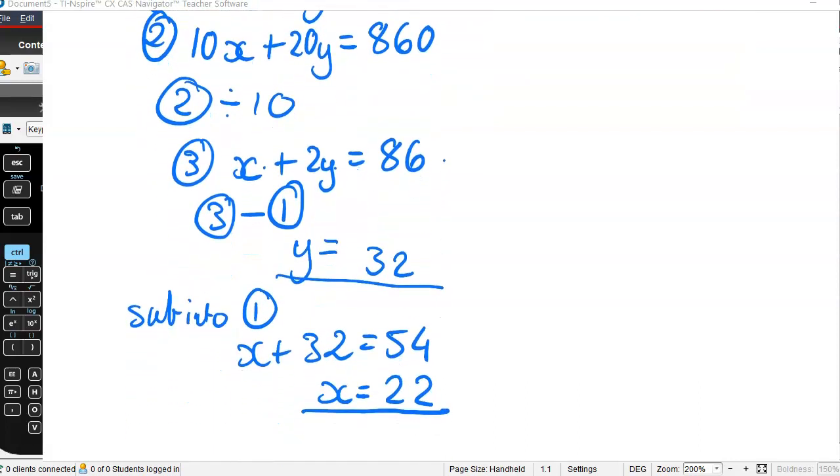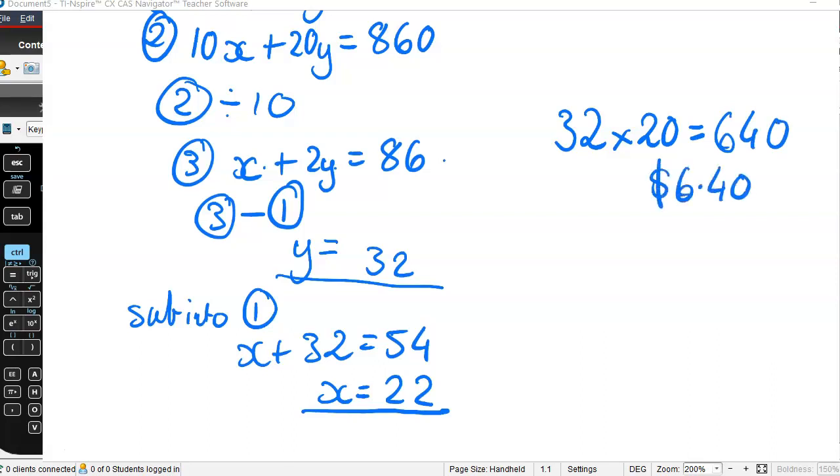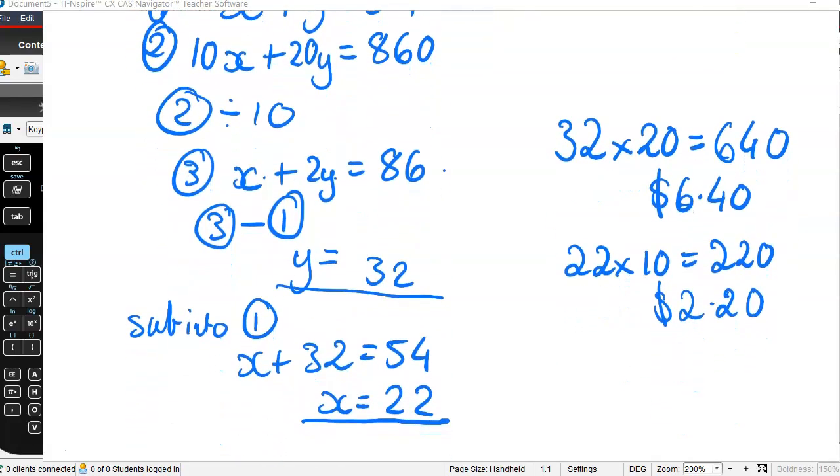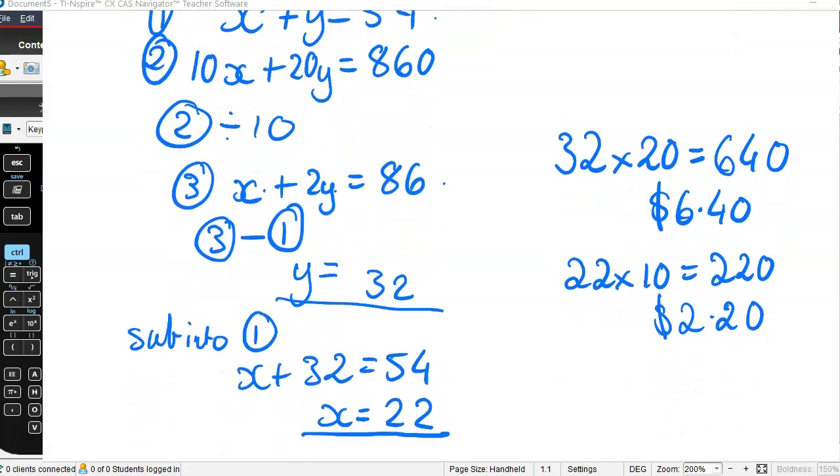So the 32 times by 20 cents. So that is 640 cents. So that's $6.40. And 22 by 10 cents is 220. So that is $2.20 in 10-cent coins. Yes, that makes sense. $8.60.